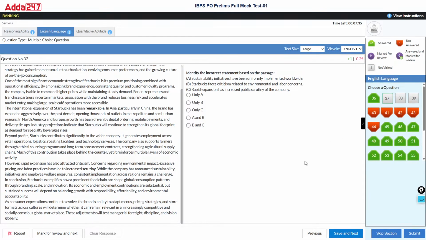Sustainability initiatives have been uniformly implemented worldwide. It cannot be uniformly, right? Starbucks face criticism related to environment and labor concern. Yeah, B is okay. So A is incorrect. B is correct. A rapid expansion has increased public scrutiny. So B and C are correct. So A has to be incorrect.